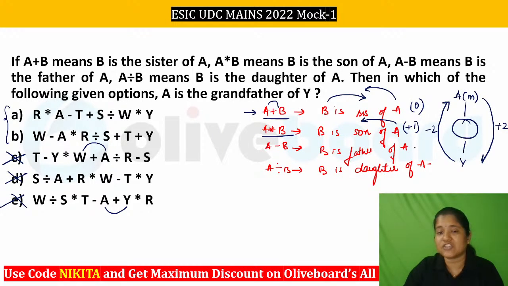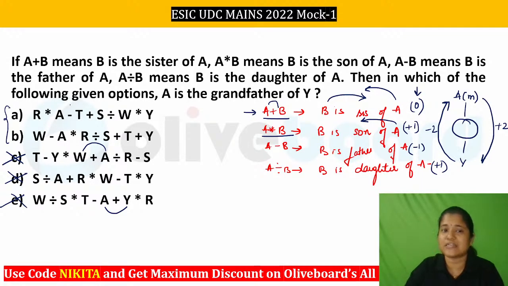So if A is the child, so one generation below, hence a value of -1. Similarly, B is the daughter of A. So if B is the daughter of A, A will be the parent of B. So if A is the parent of B, that means +1 here. So these are the values that we have assigned to these symbols.